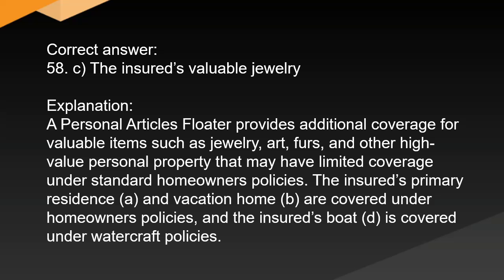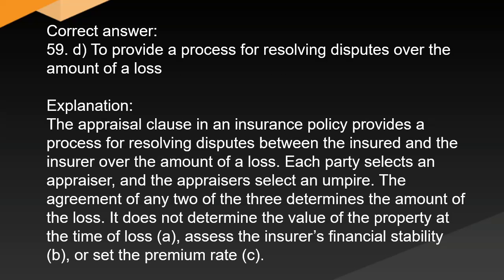Correct answer. C. The insured's valuable jewelry. Explanation. A personal articles floater provides additional coverage for valuable items such as jewelry, art, furs, and other high-value personal property that may have limited coverage under standard homeowners policies. The insured's primary residence, A, and vacation home, B, are covered under homeowners policies, and the insured's boat, D, is covered under watercraft policies.